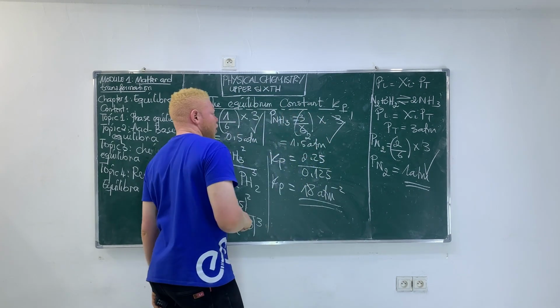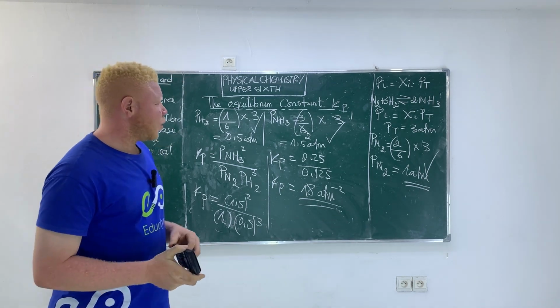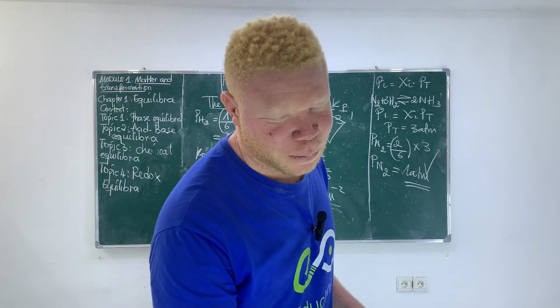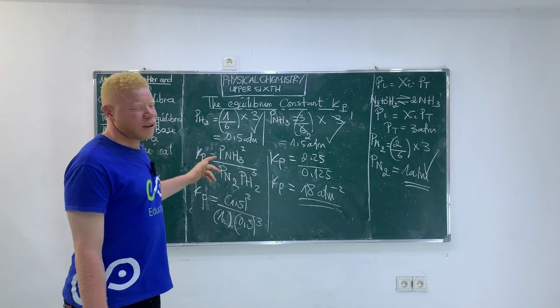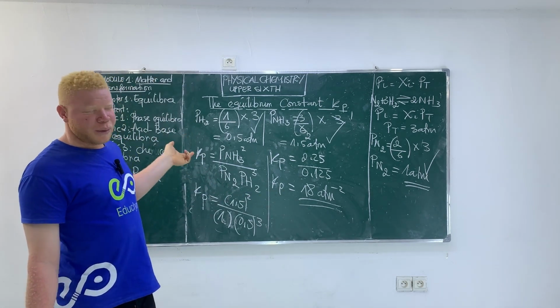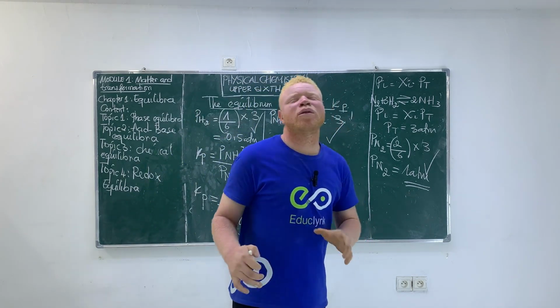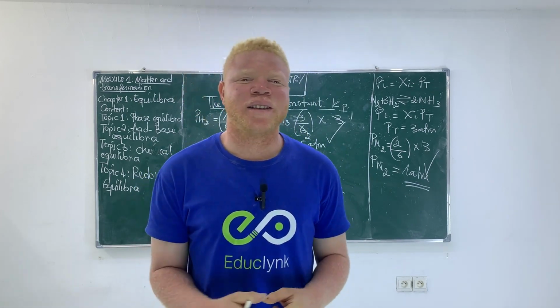Per atmosphere square. That's the equilibrium constant Kc. The equilibrium constant Kc is not as studied as that of Kp. Then, what's the relationship now between Kc and Kp? Why are we even studying the equilibrium constant Kc?